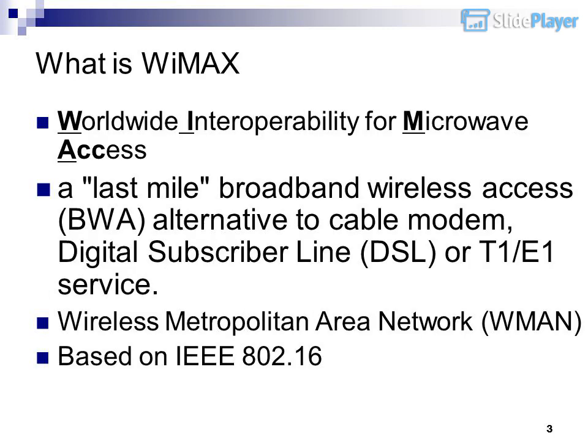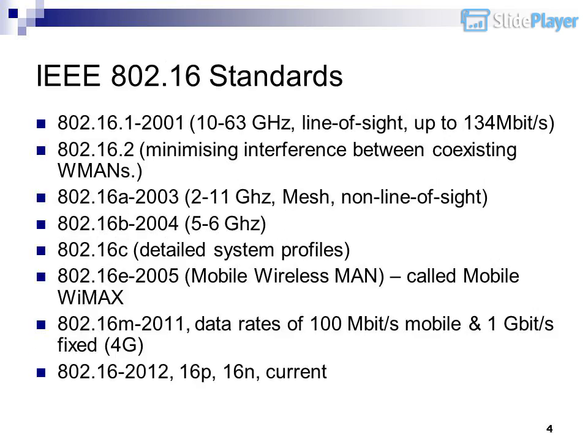What is WiMAX? Worldwide Interoperability for Microwave Access. A last-mile broadband wireless access, BWA, alternative to cable modem, digital subscriber line, DSL, or T1/E1 service. A wireless metropolitan area network, WMAN, based on IEEE 802.16. IEEE 802.16 standards.